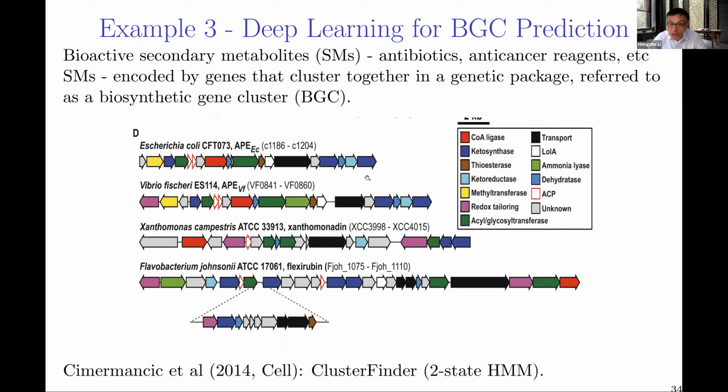Really important. For example, some of the antibiotics and known anti-cancer reagents were actually produced by those microorganisms. If you look at a bacterial species and want to see whether they can produce certain small molecules or secondary metabolites, you actually need to look at the genes carried by those microorganisms. Those secondary metabolites are encoded by genes that tend to cluster together in the genetic package. This cluster of genes altogether is referred to as a biosynthetic gene cluster. So this is how bacteria produce certain small molecules if their genome carries a certain cluster of genes.